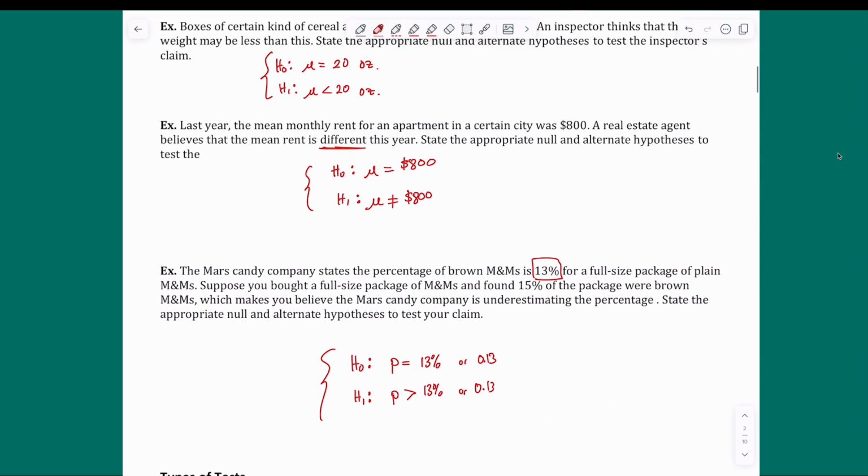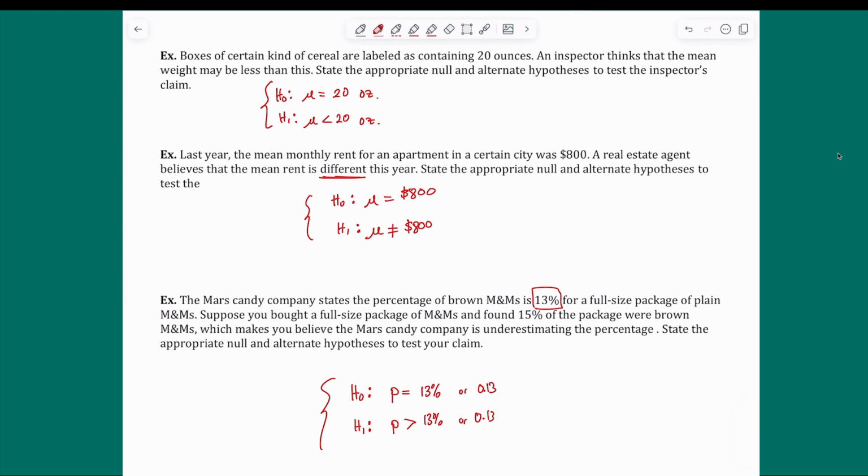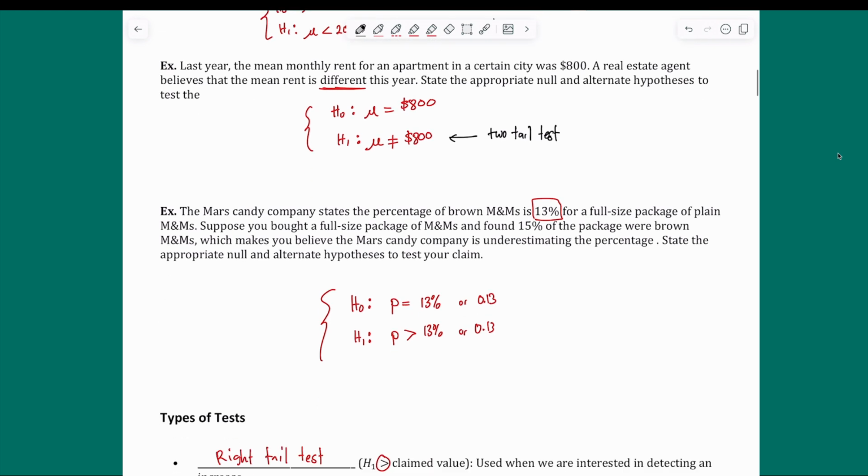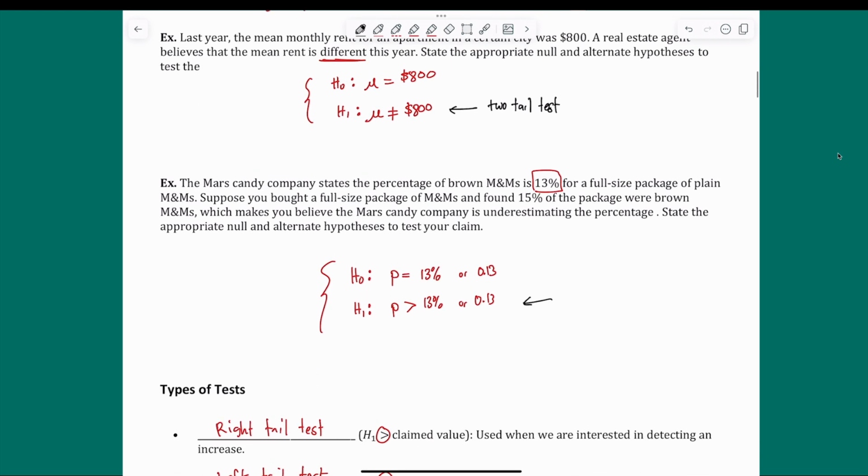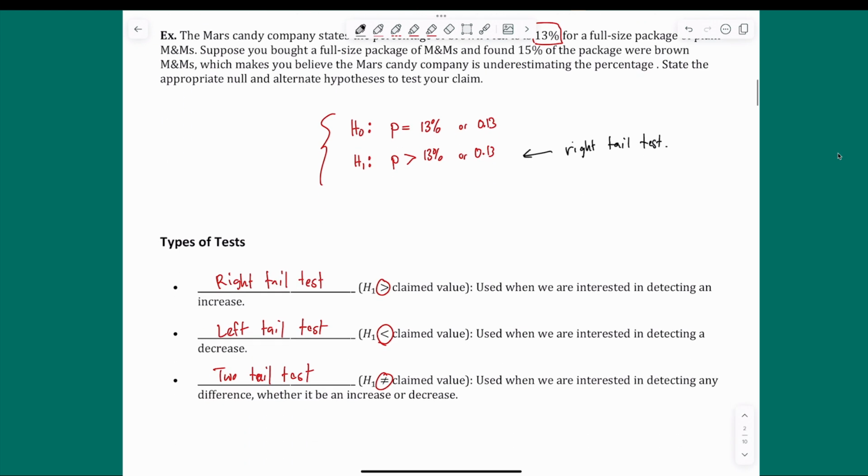All right, so in this particular example here, this is telling us we have a left tail test. So this first example there, we have a left tail test. And the second hypothesis, the second example, the alternate hypothesis tells us that we're conducting a two-tail test. And the third example here is telling us we are conducting a right tail test. Okay, so those are the 3 types of tests.